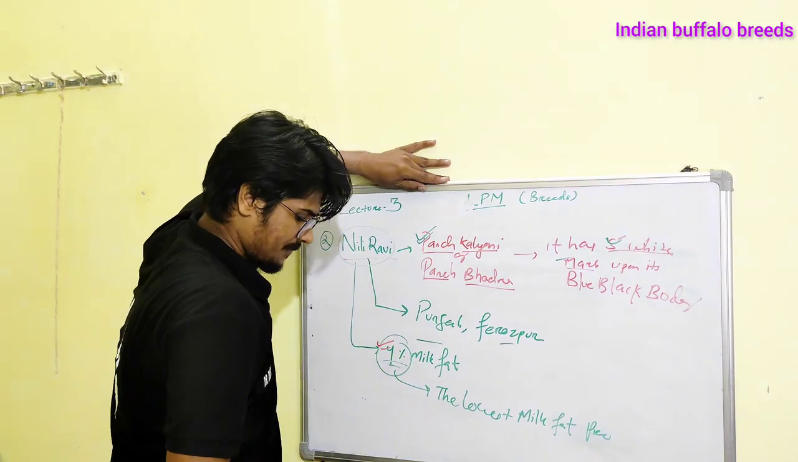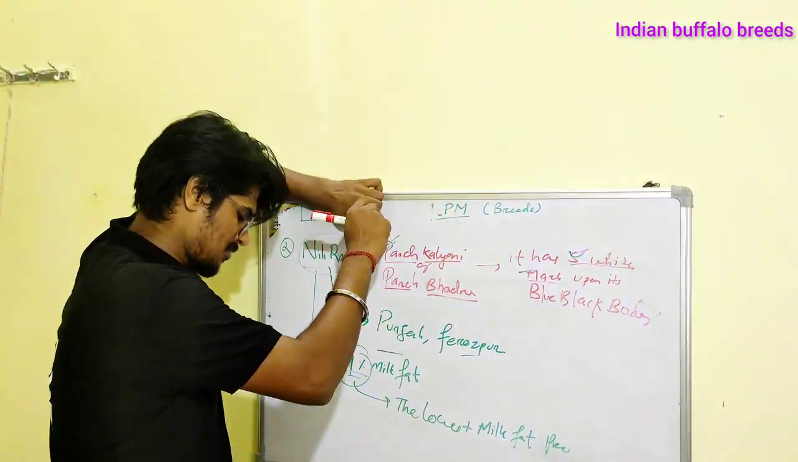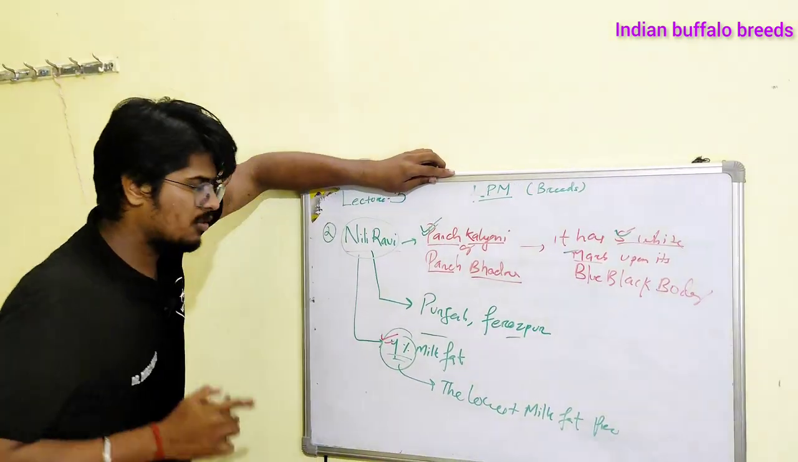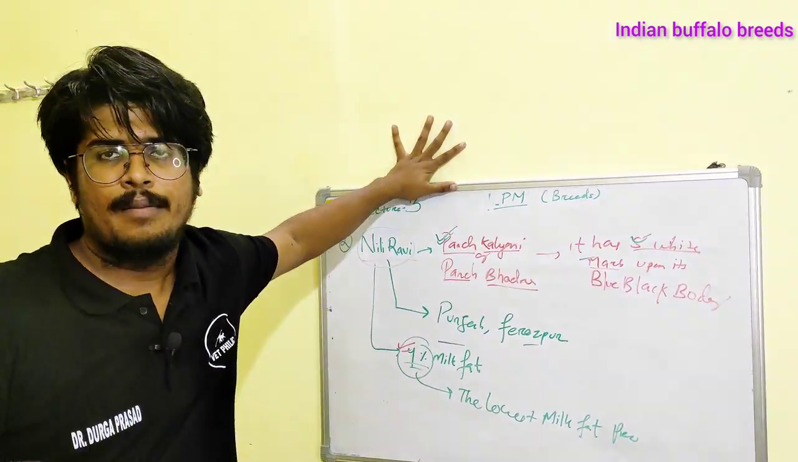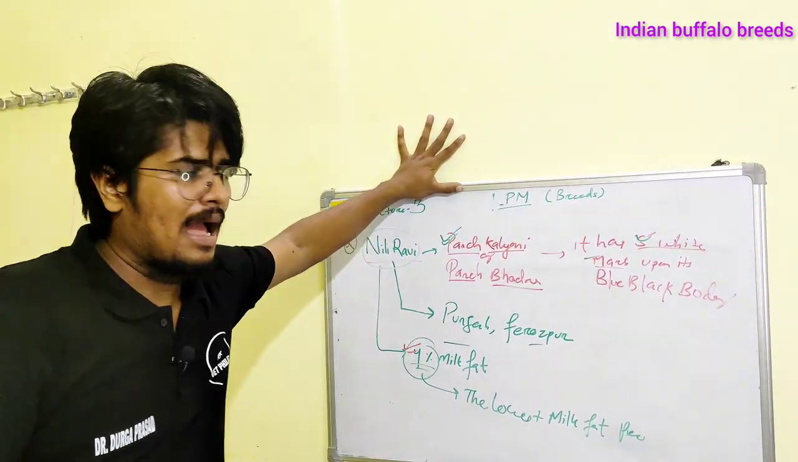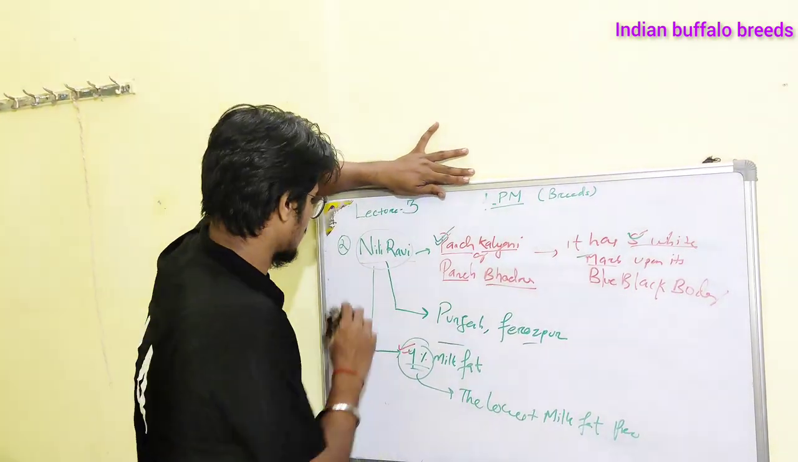Next breed. The next breed we will cover is Surti. Surti, Jaffarabadi and Mehsana belong to the Gujarat group. And first of all, from the Gujarat group, we will cover the Surti.